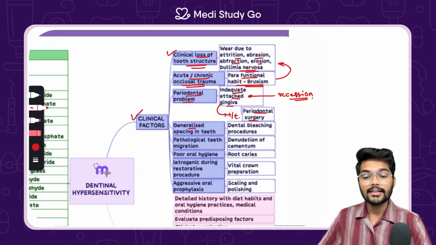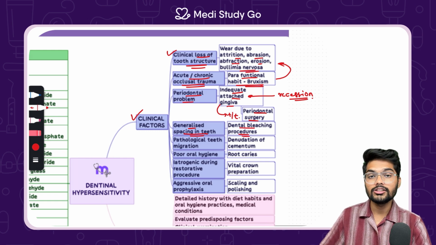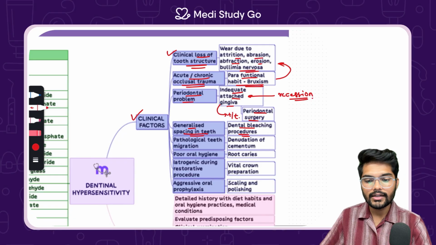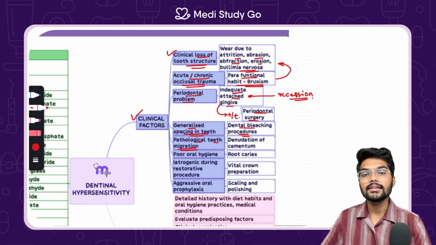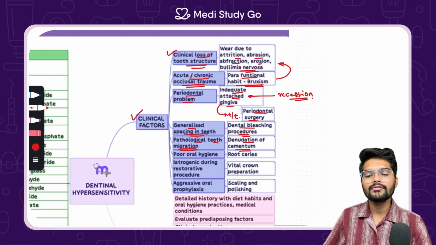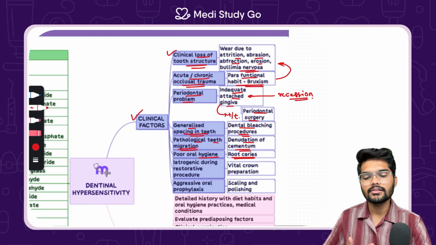After that, we have generalized spacing in teeth, and this leads to dentinal bleaching procedures, which can also cause dentinal hypersensitivity. Pathological teeth migration, because this causes denudation of cementum, is another reason for dentinal hypersensitivity. Poor oral hygiene, which can cause root caries, again a reason for hypersensitivity.